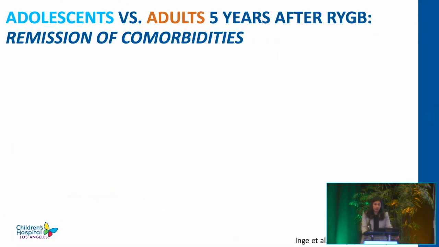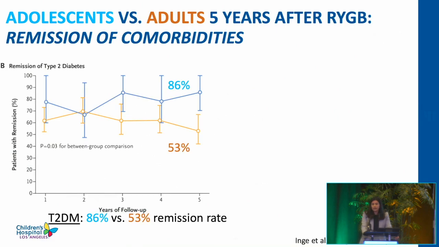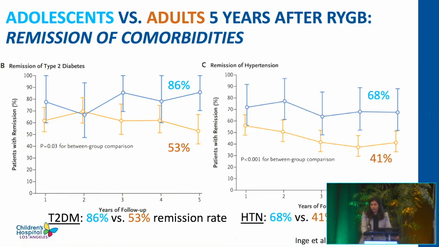But more importantly, the remission rate of comorbidities was very different in adolescents versus adults 5 years after surgery. Specifically, in regards to type 2 diabetes, 86% of adolescents had remission of their type 2 diabetes, but only 53% of adults had remission. In regards to hypertension, 68% of adolescents had remission, but only 41% of adults had remission. So the question is, is there an age at which these comorbidities become less reversible?